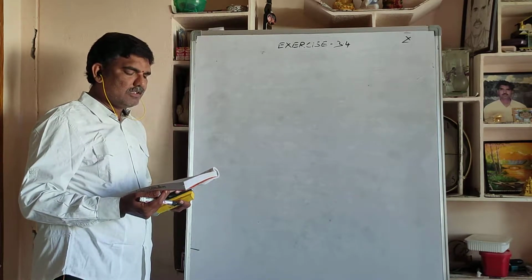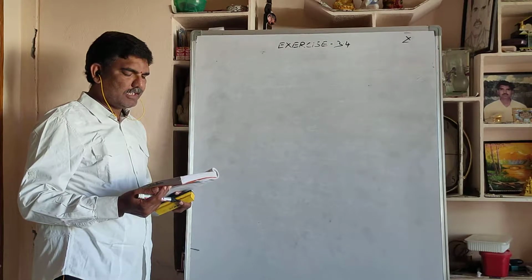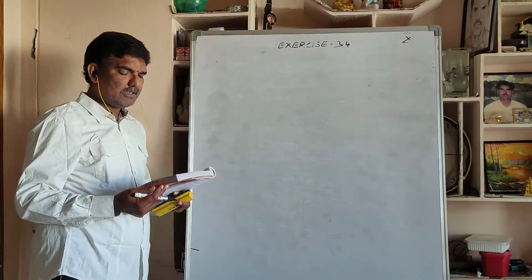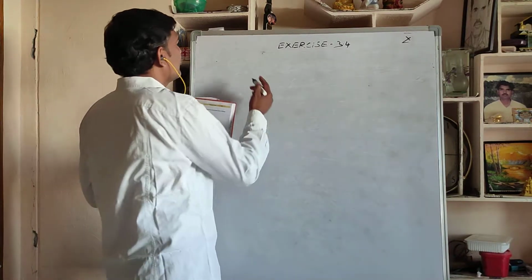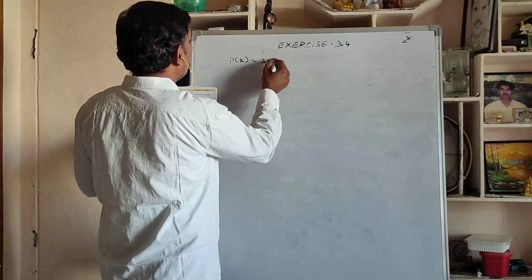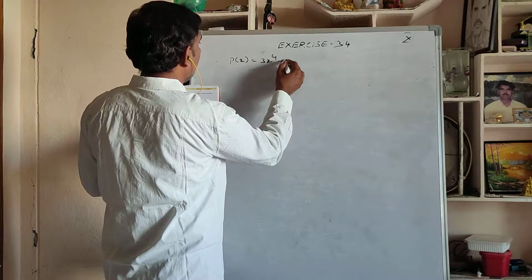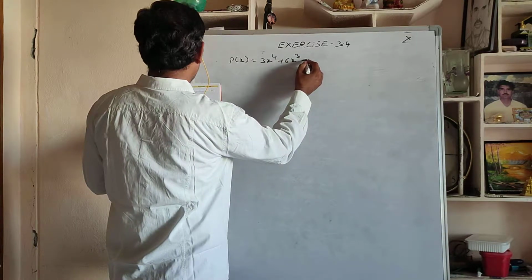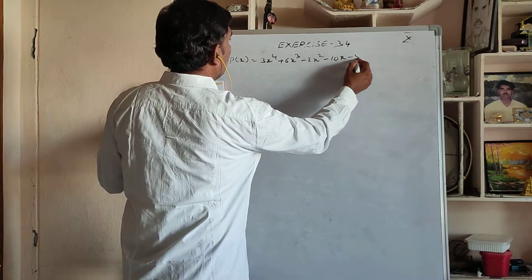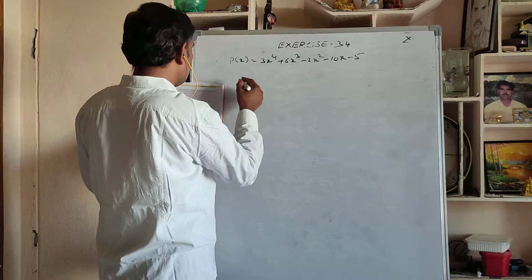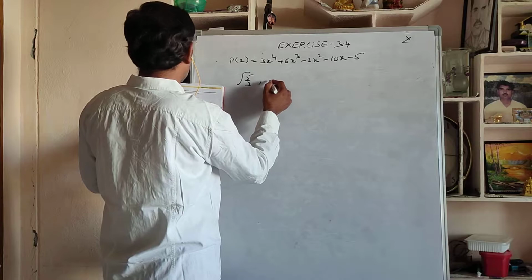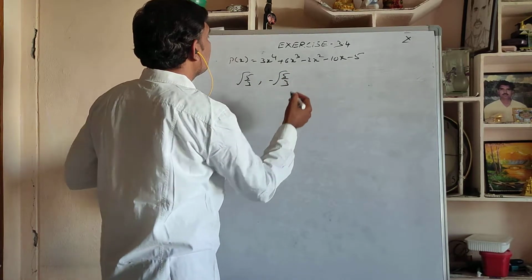Obtain all other zeros of the polynomial 3x^4 + 6x^3 - 2x^2 - 10x - 5. So the polynomial is given as 3x^4 + 6x^3 - 2x^2 - 10x - 5. In this, 2 zeros are given: root 5 by 3 is one zero, and minus root 5 by 3 is another zero.